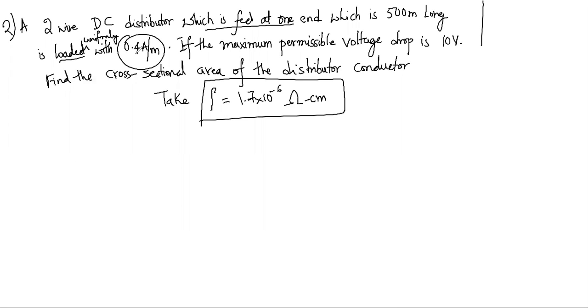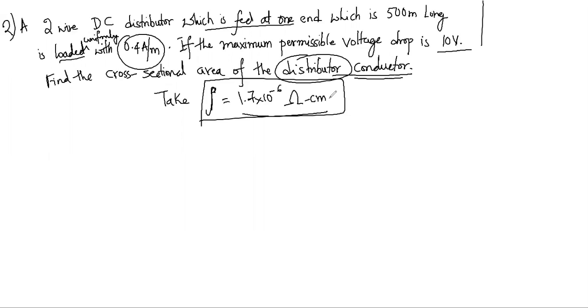0.4 ampere per meter. If the maximum permissible voltage drop is 10 volt, find the cross-sectional area of the distributor conductor. Take rho to be equal to 1.7 into 10 power minus 6 ohm centimeter. I repeat, it is ohm centimeter.